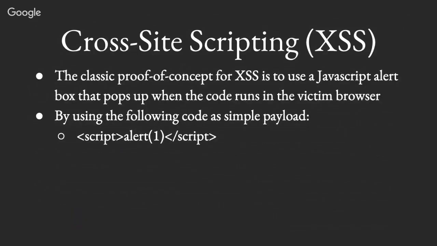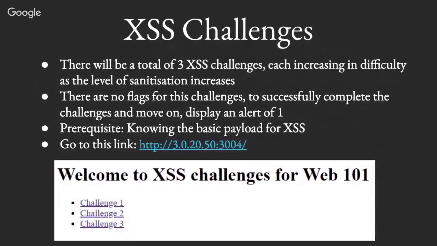The classic proof of concept for XSS is to use JavaScript. You use the script tag, which is this one. By running this code, you can actually get a prompt in your Chrome browser. There will be a total of 3 XSS challenges, each increasing in difficulty as the level of sanitization increases. There are no flags, but you'll get a prompt which will display an alert of 1. You can try the exercises by going to this link at port 3004.